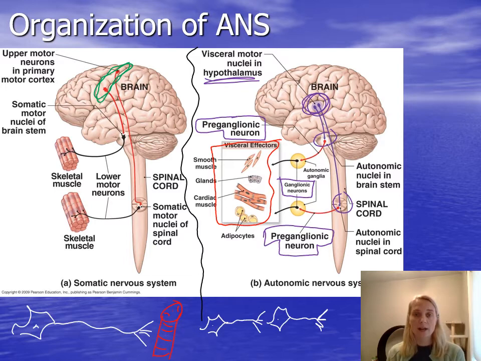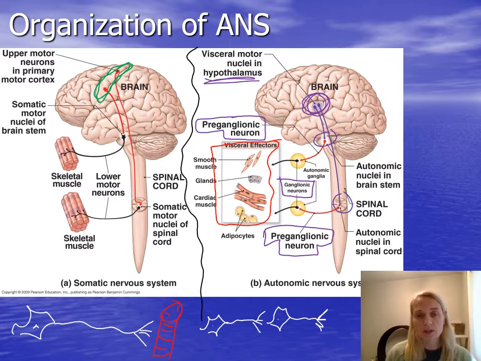Smooth muscle, cardiac muscle, glands, and sometimes adipocytes in your fat tissue. We don't really talk about the fat too much. So smooth muscle, cardiac muscle, glands. Those are things you do not have conscious control over, so they do not fit onto the somatic nervous system side of this diagram. They are only controlled by this particular pathway of these visceral or autonomic motor neurons.